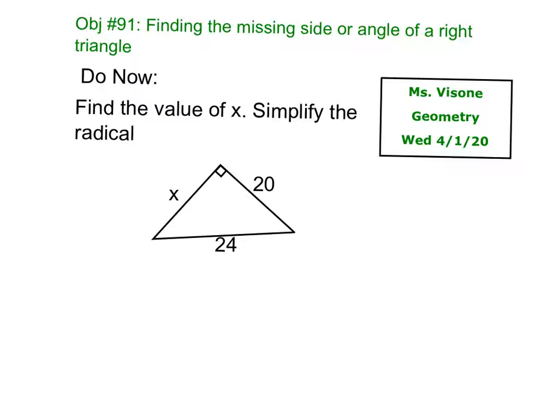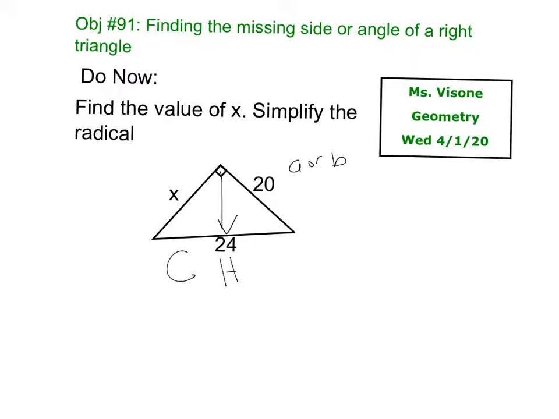Hi everybody, so this is another day of finding the missing angle or side of a right triangle. So look at the do now. This looks like a SOHCAHTOA problem, right? But it's not. This is a Pythagorean theorem problem. How can you tell? Well, if you notice, we have two of the sides. We have our hypotenuse or C side, and then we have our A or our B side.